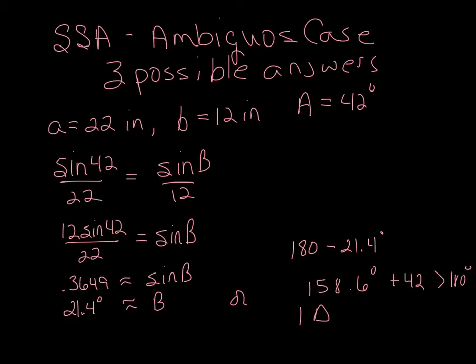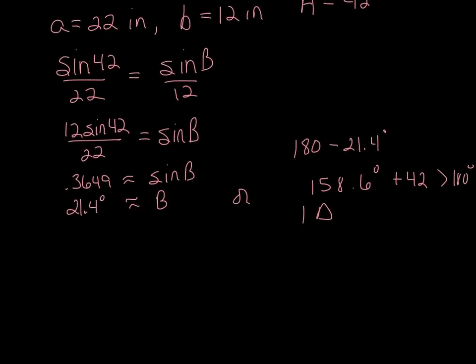If I've got angle B and angle A, can we find angle C? Yes. Angle C is 180 degrees minus 21.4 plus 42. I'm letting y'all put it on your calculators. Okay, so angle C is about 116.6 degrees. So there's my obtuse angle.